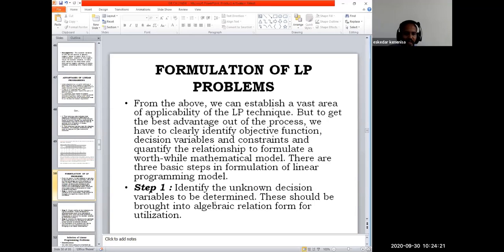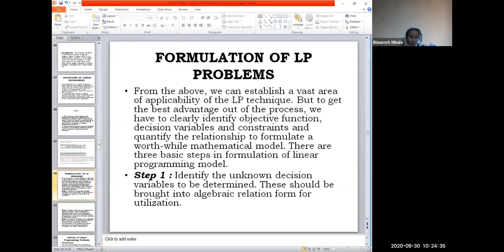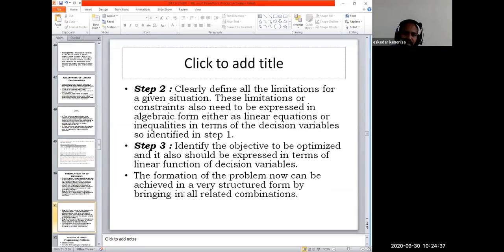There should be an algebraic relation for the utilization. The first step is to identify the unknown decision variables. The second step is to clearly define all the limitations in the situation given to you, the constraints or resources.